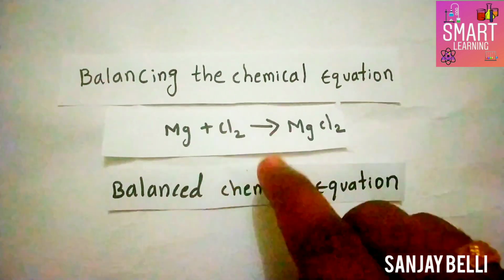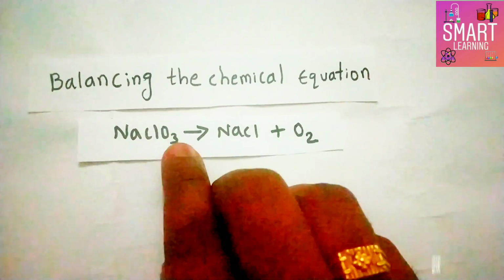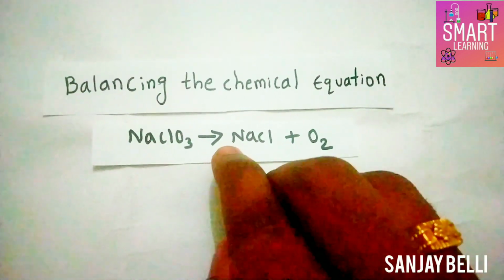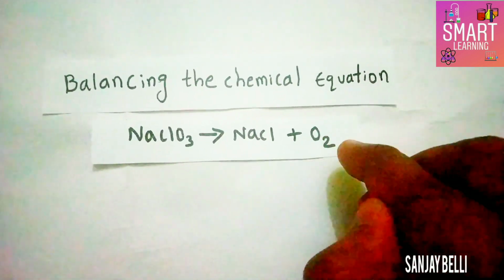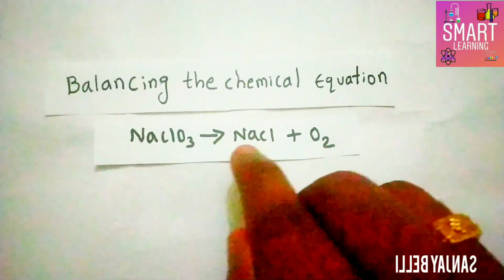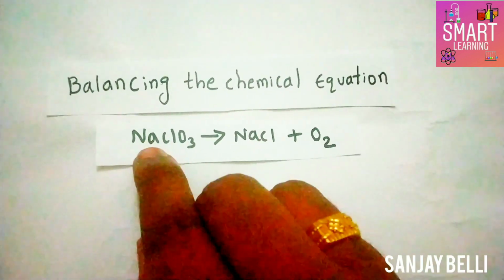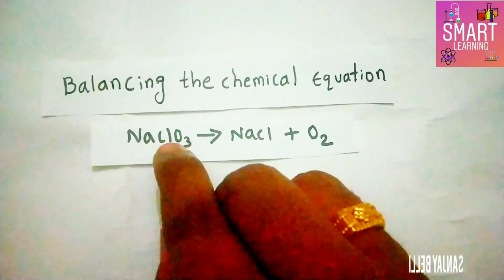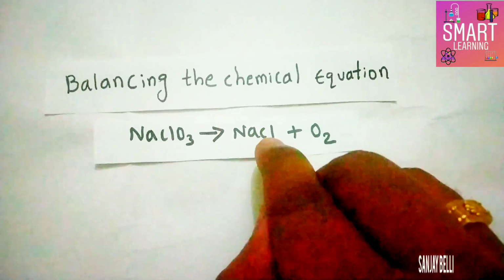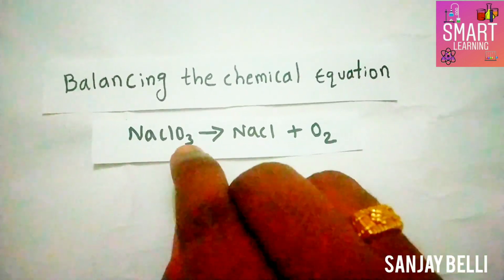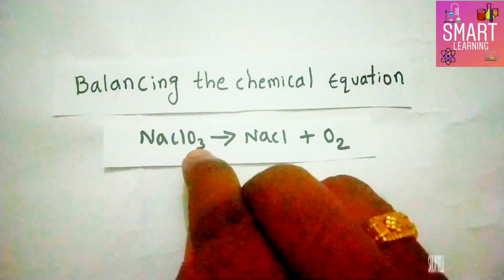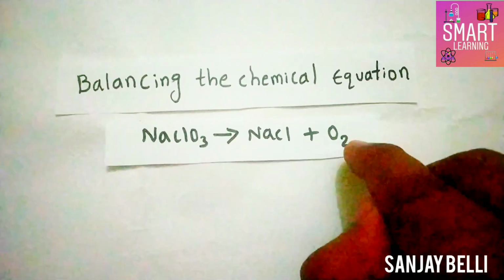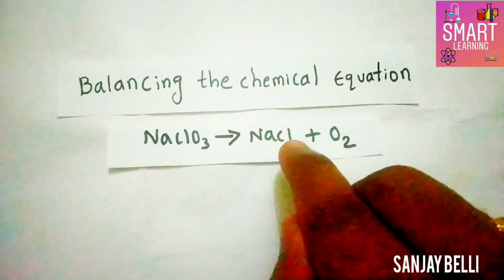Okay, now we can go with another example. Your next example, NaClO3 gives rise to NaCl plus O2. So it is an unbalanced chemical equation. So 1 sodium on reactant side, 1 sodium on product side, 1 chlorine on reactant side, 1 chlorine on product side, 3 oxygens on reactant side, 2 oxygens on product side. Here 3, here 2. So it is an unbalanced chemical equation.